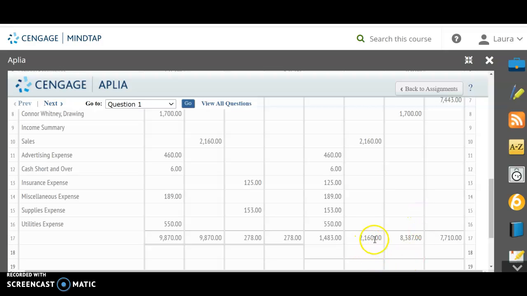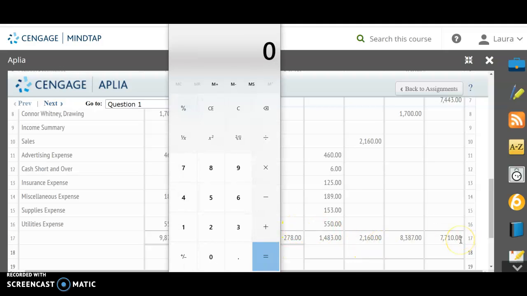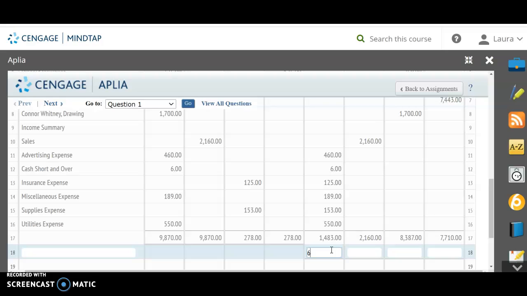So we're going to basically take this number of sales and we're going to subtract our expenses. I'm going to get our calculator out here. So we have 2160 and we're going to subtract 1483 and we're going to get $677. So we're going to plug that number in underneath the expenses, $677.